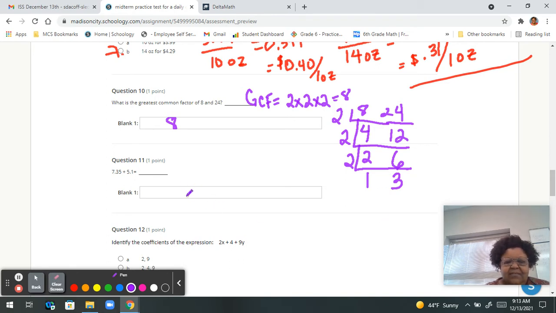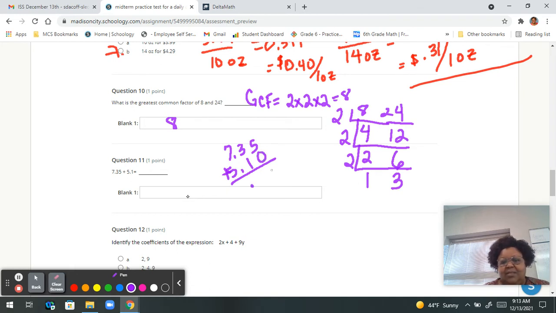Okay, this one's 7.35 plus 5.1. Remember, line up the decimals. Line up the decimals. Okay? So line up my decimals. Go ahead and line it all the way up.